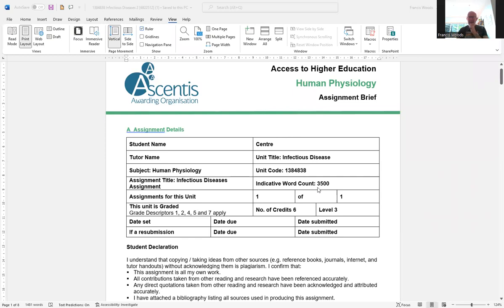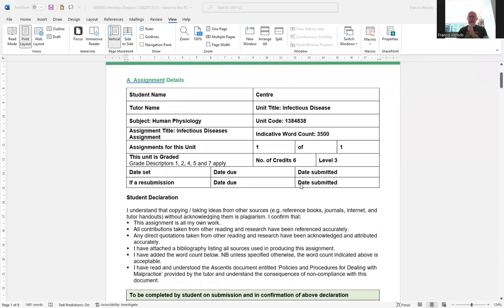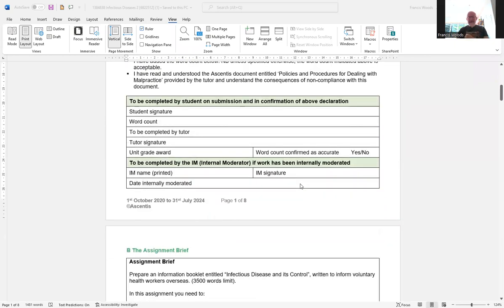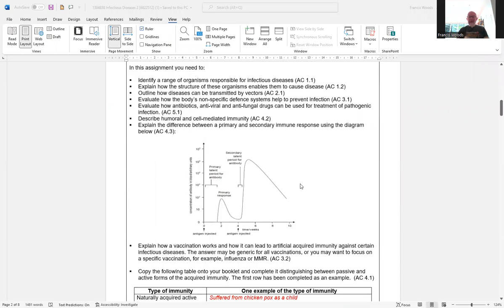Zoom supporting the infectious diseases assignment. First of all, I'm going to share with you the brief again so that we know exactly where we are. So here we can see, indicative, so up to, that means 3,500 words. It's a 6-credit graded assignment.